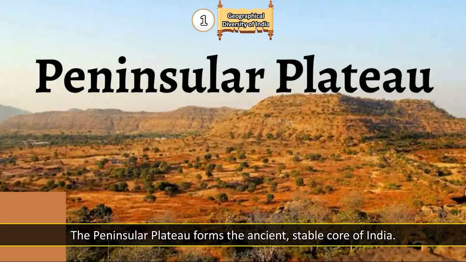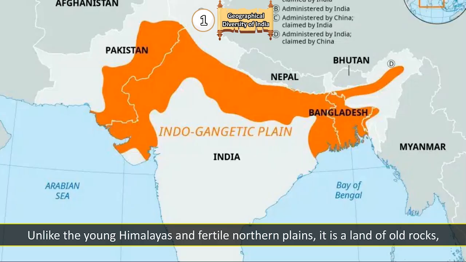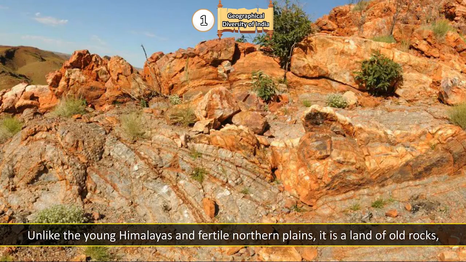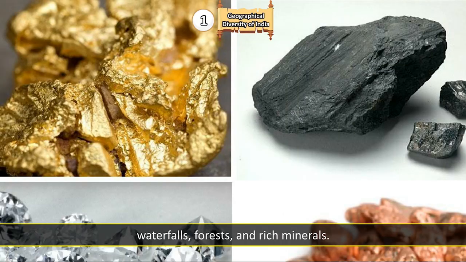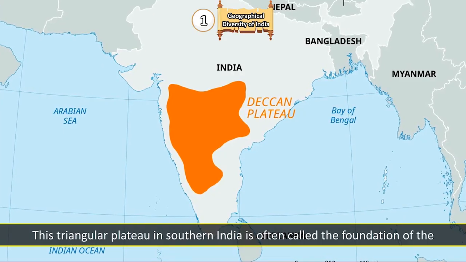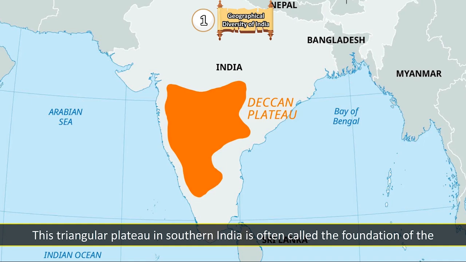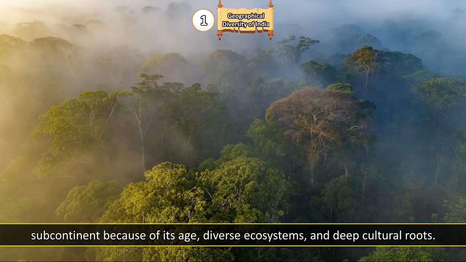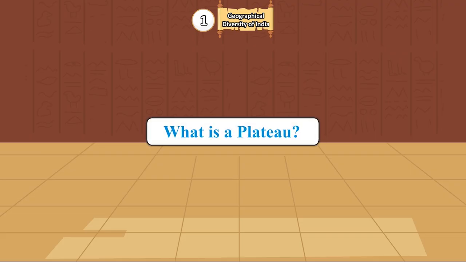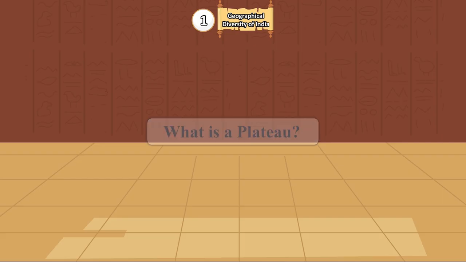The Peninsular Plateau forms the ancient, stable core of India. Unlike the young Himalayas and fertile northern plains, it is a land of old rocks, waterfalls, forests, and rich minerals. This triangular plateau in southern India is often called the foundation of the subcontinent because of its age, diverse ecosystems, and deep cultural roots. What is a plateau?